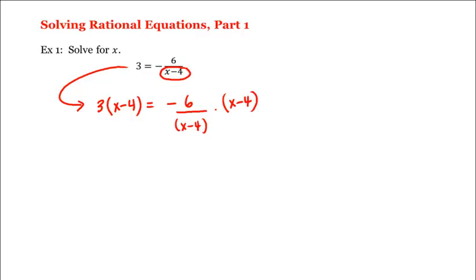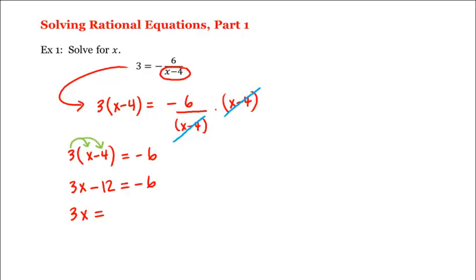And the x minus 4's on the right will cancel as long as x does not equal 4, which would leave us with 3 times x minus 4 is equal to negative 6. And now we'll distribute the 3 to both of these two terms, which gives us 3x minus 12 is equal to negative 6. And then we'll add 12 to both sides, which gives us 3x is equal to negative 6 plus 12, or positive 6. And then dividing both sides by 3 gives us x is equal to 2.